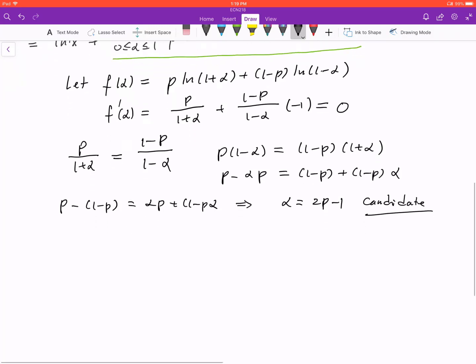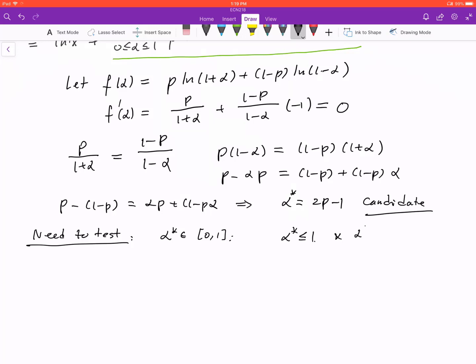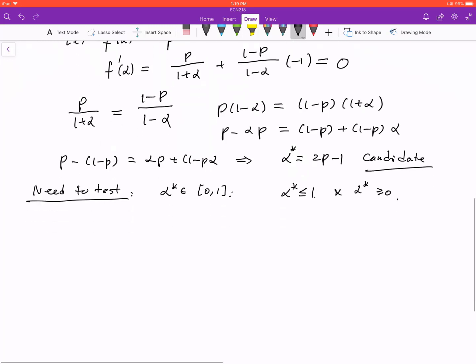Okay. Now, once we have this candidate, we need to test. This is an important step. Need to test if alpha star is between 0 and 1. What it means is, is it true that alpha star is less than 1 and alpha star is bigger than or equal to 0? Okay. Now, if we look at 2p minus 1, p, the maximum value is actually 1. So 2p minus 1 is going to be less than or equal to 2 minus 1, which is 1. So this is true. So alpha star is less than 1.